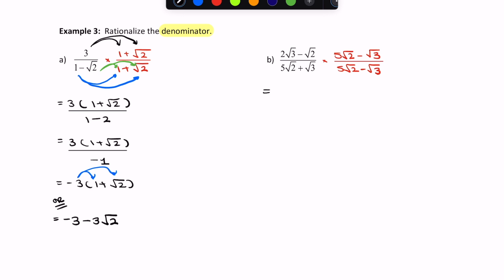So here we have 2 square root 3 times 5 square root 2. That will give us 10 square root 6. We have 2 square root 3 times negative square root 3. That will give us 2 times 3. We have negative square root 2 times 5 square root 2. That will give us 5 times 2. And finally, we have negative square root 2 times negative square root 3. That will give us square root 6.